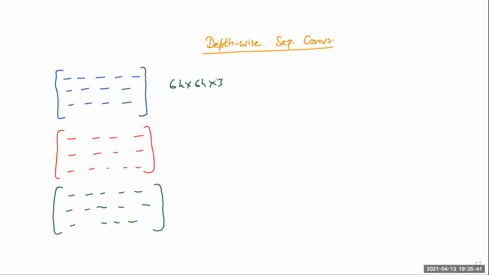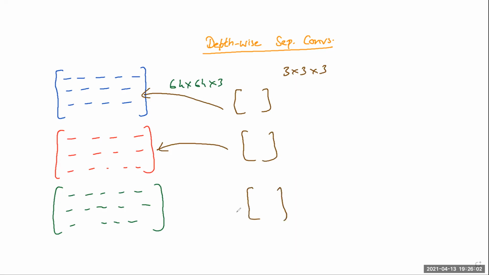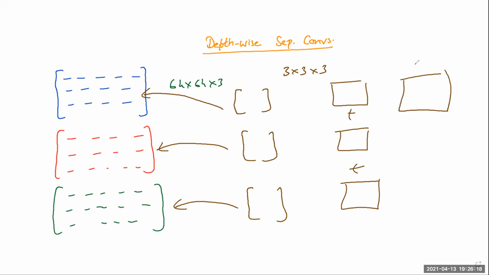Now, when we do convolution of this with a 3 by 3 filter, we know that the filter depth would also be 3. It means I have a 3 by 3 filter which I apply on the blue channel, a 3 by 3 filter which I apply on the red channel, and a 3 by 3 filter which I apply on the green channel. Applying this filter on the blue channel will give me something, applying this on the red channel will give me something, and applying it on the green channel will give me something. We add all of these together, and then we get one single feature map.